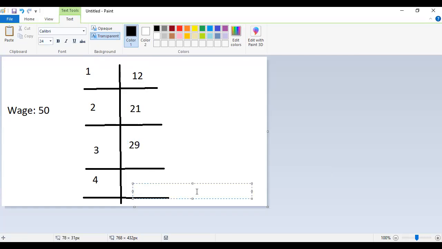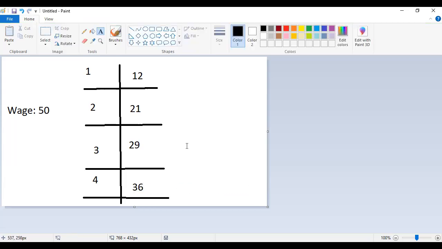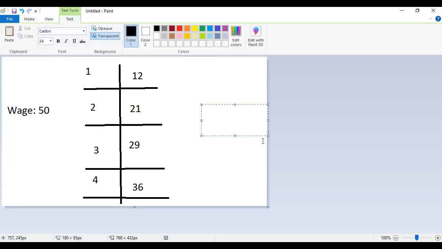We'll say 36. And what's important to note here is the marginal revenue product between 3 and 4. Again, we were able to ship an additional 7 dishwashers, and the price is still 50. And so the marginal revenue product is $350. But the wage is still 50. So do you notice how the marginal cost is now a lot less than the marginal revenue product?